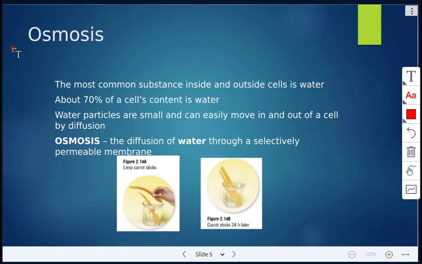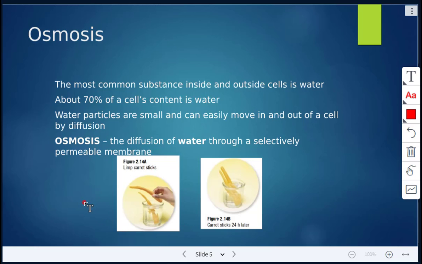And then we're going to talk about osmosis, and this is the movement of water. It's the diffusion of specifically water through a selectively permeable membrane. The most common substance inside and outside of cells is water. About 70% of a cell's content is water. And water particles are small enough that they can easily move in and out of a cell, crossing the cell membrane by diffusion.